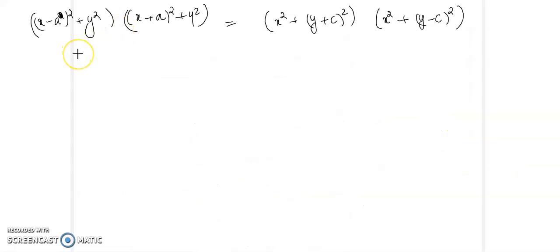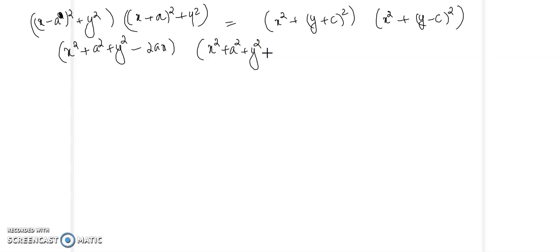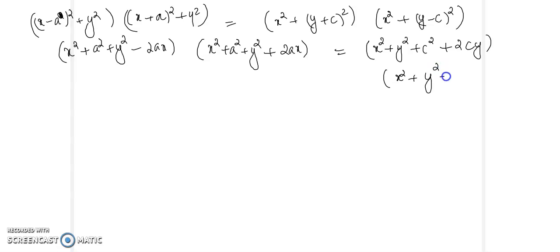Now squaring on both sides you will get this. So when I expand you will get x square plus a square plus y square minus 2ax. Then the second one expansion will be x square plus a square plus y square plus 2ax, and on the right side you get x square plus y square plus c square plus 2cy. Then x square plus y square plus c square minus 2cy.